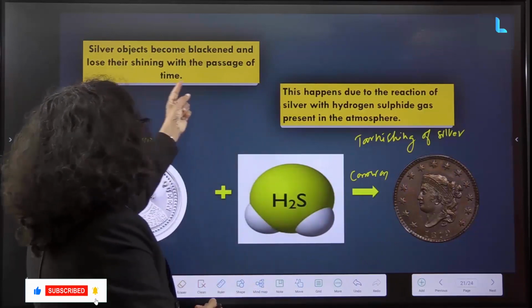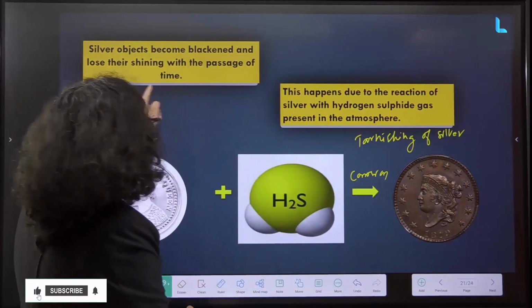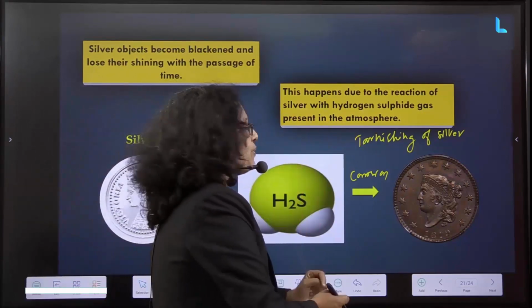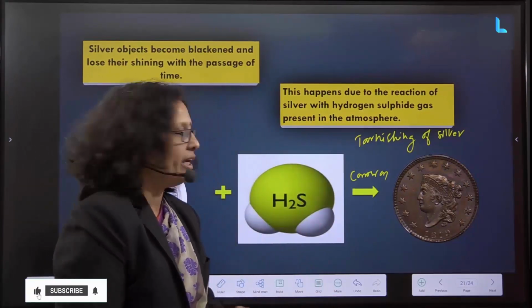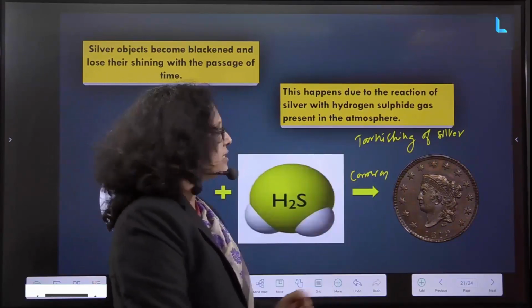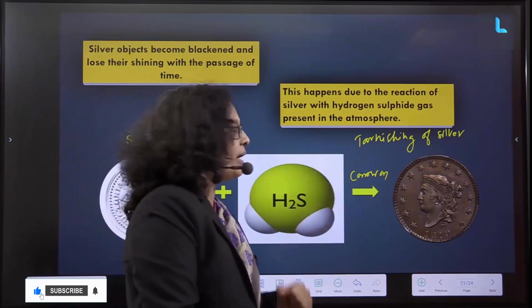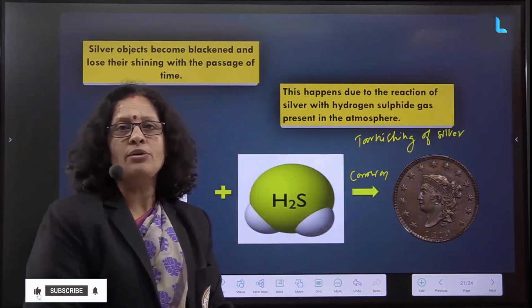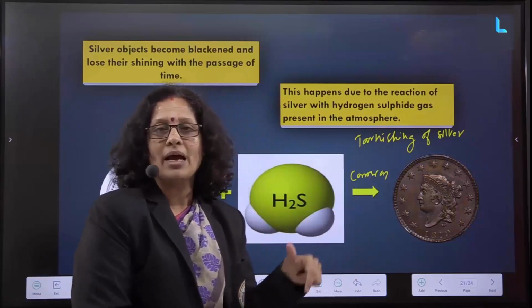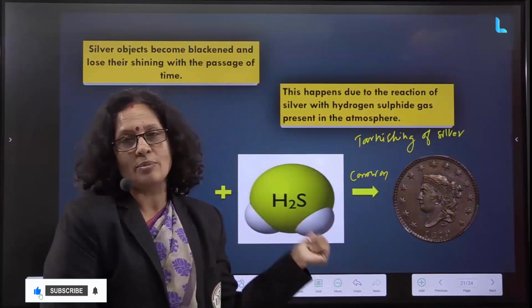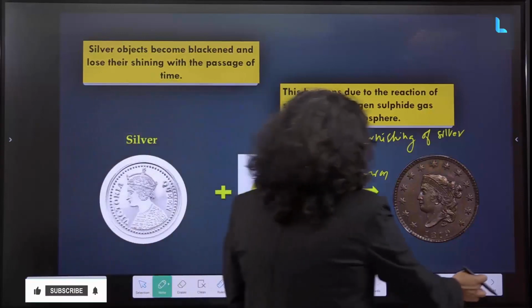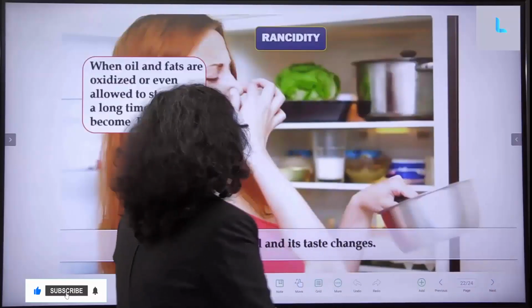Why is it happening? Silver objects become blackened and lose their shine with time. Why does it happen? Due to the reaction of silver with hydrogen sulfide. In the atmosphere there is H2S gas, and when silver reacts with it, the articles start turning black. It can be cleaned with any kind of acidic substance, but it will turn black again with time because of the reaction with hydrogen sulfide gas. So this is called tarnishing of silver.